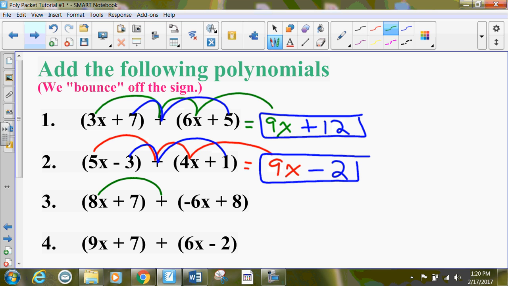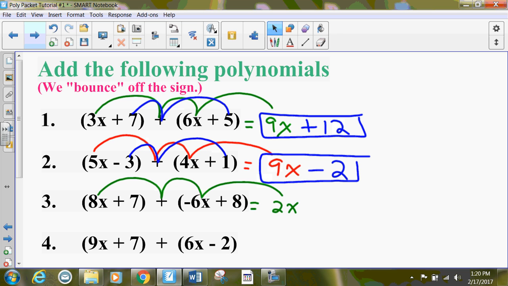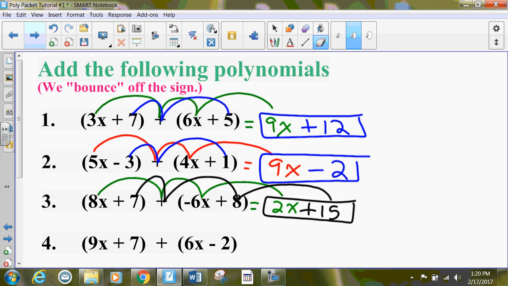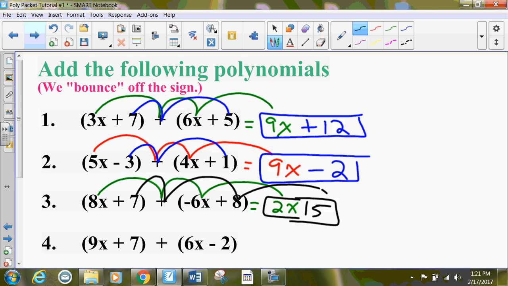8x plus negative 6x, if I put 8 plus a negative 6, or 8 minus 6, in my calculator, I get a 2x. 7 plus 8 is equal to 15, so I have a positive 15, right? You have to be really careful. I know 7 plus 8 is 15, but if I just wrote 15 like that, isn't that kind of weird looking? 2x 15.